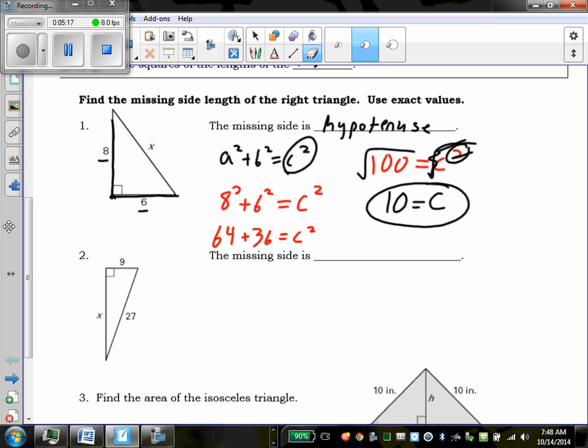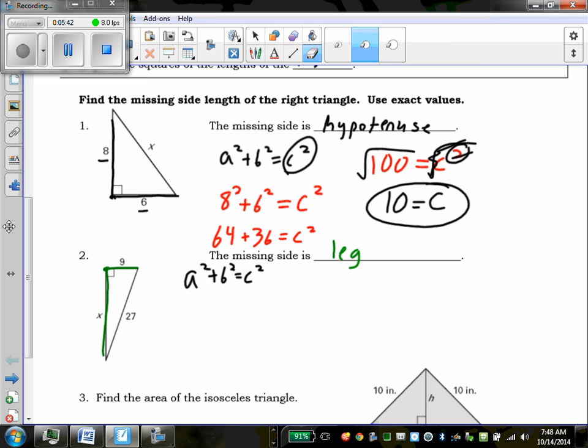Moving on to example 2. We have a slightly different situation here. Here's our right angle, which makes these two that I highlighted the legs. Notice that this time the missing side is a leg. It's going to change what we do a little bit. So again, we start with a squared plus b squared equals c squared.